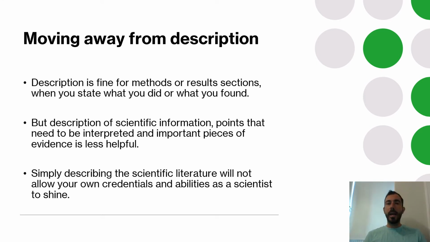Simply describing the papers that you have found doesn't allow your own credentials or abilities as a scientist to shine through. You must show the reader your own understanding of the information that's presented in the published literature. Why does it matter? Are the arguments credible? Are they useful to you? Do they help you support or refute your hypotheses? Can you compare or contrast papers and build a bank of information from the literature that really shows how you're critiquing your own work and synthesizing any new information or ideas?